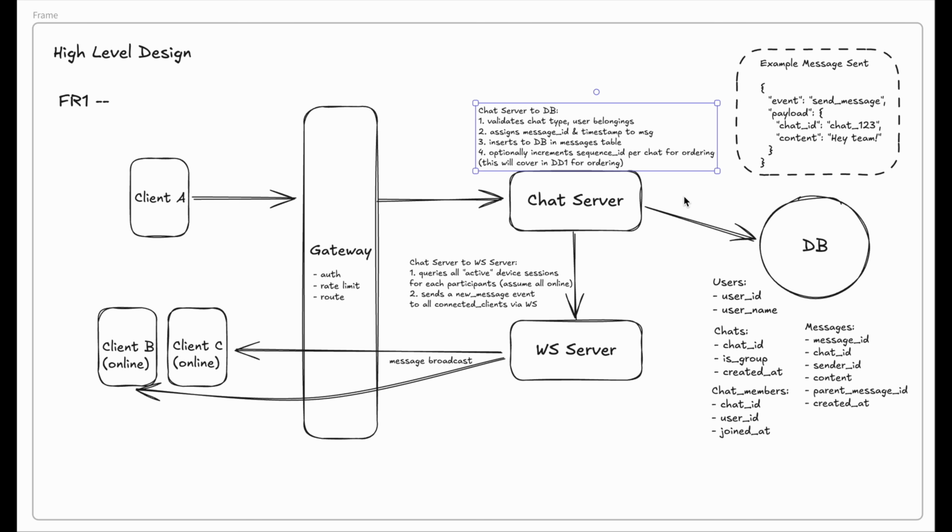And then the third step is to insert into the database, into the table called message, which is keyed by the message ID, and it has the chat ID, sender ID, and also content. If this is a thread message, it should have a parent message ID as well, but this is optional.